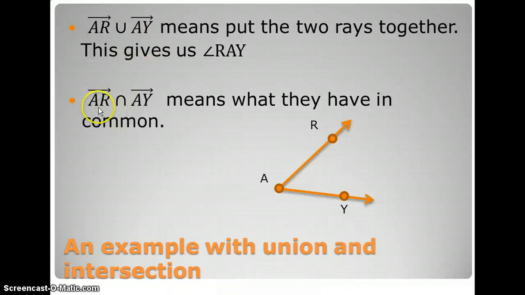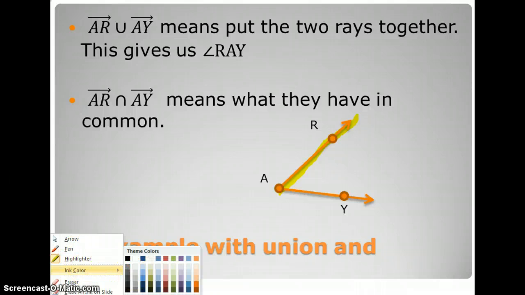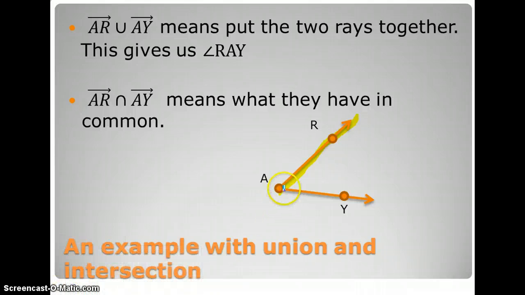The second part, though, AR intersection AY, means what do they have in common? Where do they overlap? So I'm looking for something that they have in common. So I highlight AR, and let's try a different color here. There we go, we'll go blue. And then I have AY. So I'm looking for what they have in common. It's right there. It's that point A. That's what they have in common.